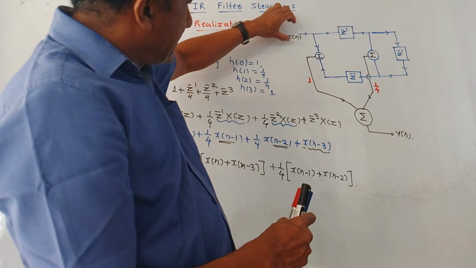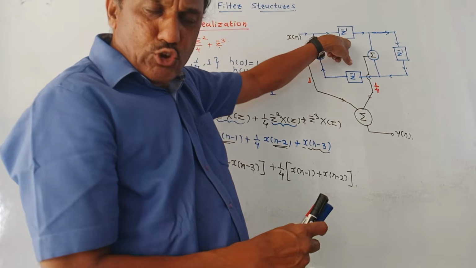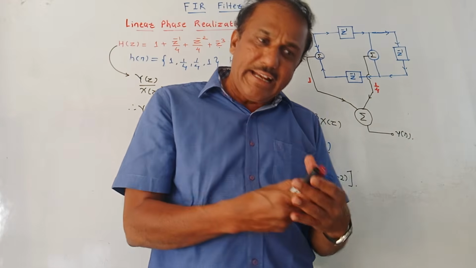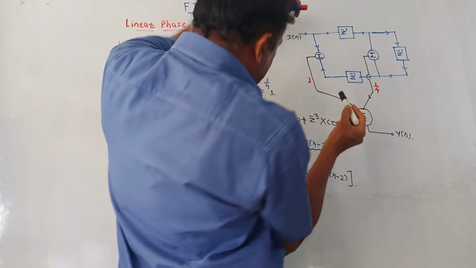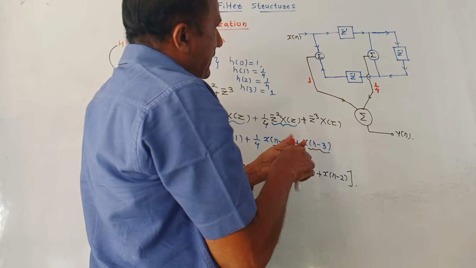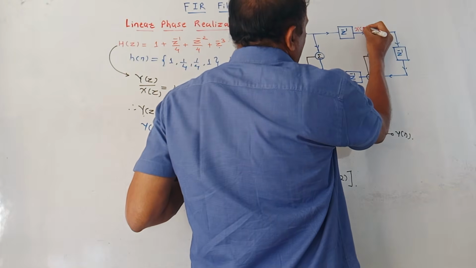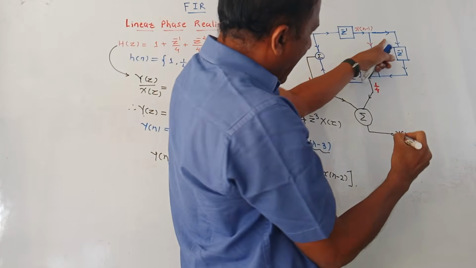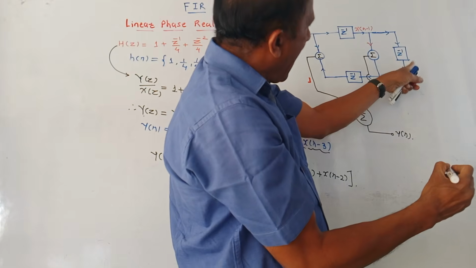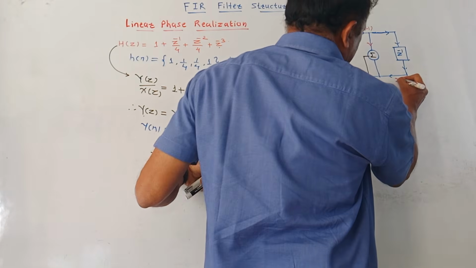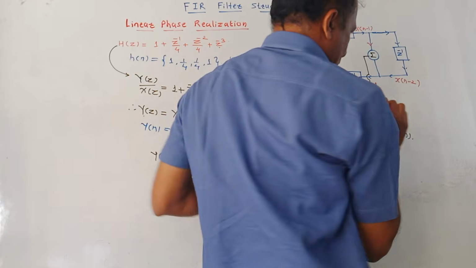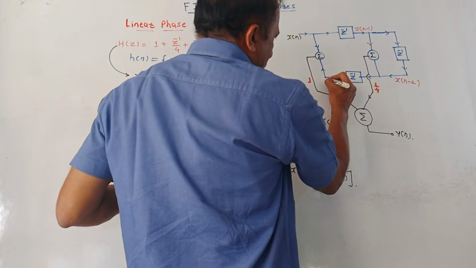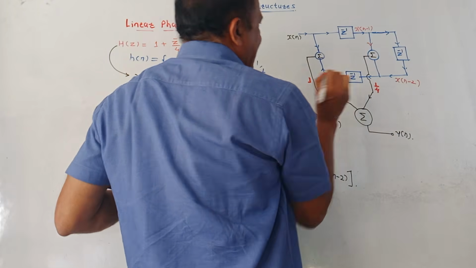From the LHS, I am applying x of n. This is z raised to minus 1. Every z term, like z raised to minus 1, represents the delay. That means after this block, this incoming signal is x of n. After this block, signal will be x of n minus 1. Same way, now x of n minus 1 is applied to this summer, as well as again it is passed through this delay. Again it will be delayed by one position. So at this point you will be getting x of n minus 2. Then this x of n minus 2 will appear over here. Again it is delayed by 1. So this point I will get x of n minus 3.